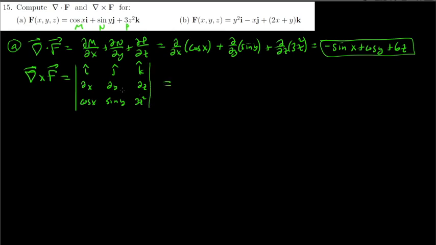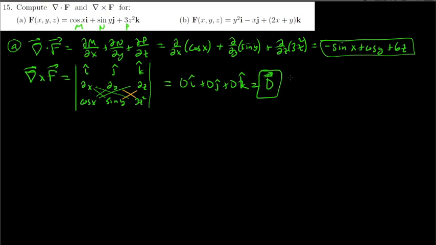So for the first determinant, you're taking the partial of 3z squared with respect to y, well that's 0, and then the partial of sine y with respect to z is 0. And you can see these are all going to be zeros here. So the curl is 0. It's 0i plus 0j plus 0k, which is just the zero vector. The partial with respect to x of z, with respect to z of x, and so on, these are all going to be zeros here.